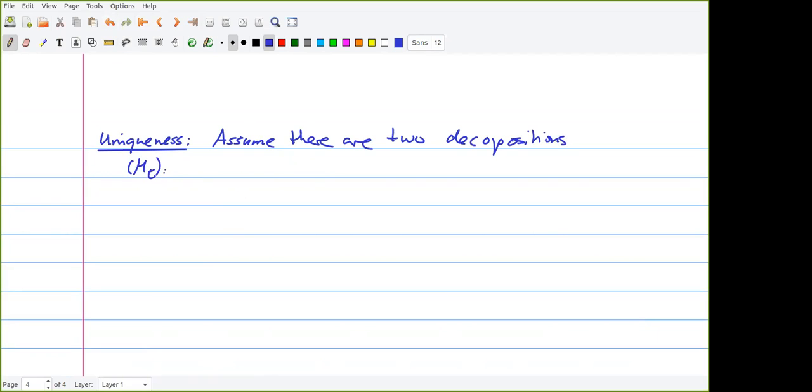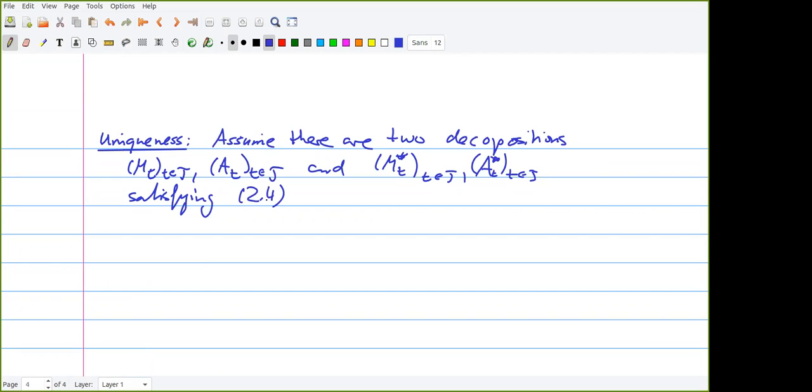Let's call them M and A, this is the first one, and M star and A star is the second decomposition. So we assume that the sum of M and A and the sum of M star and A star are both equal to X. This means M plus A is equal to X, which is equal to M star plus A star, for all t.